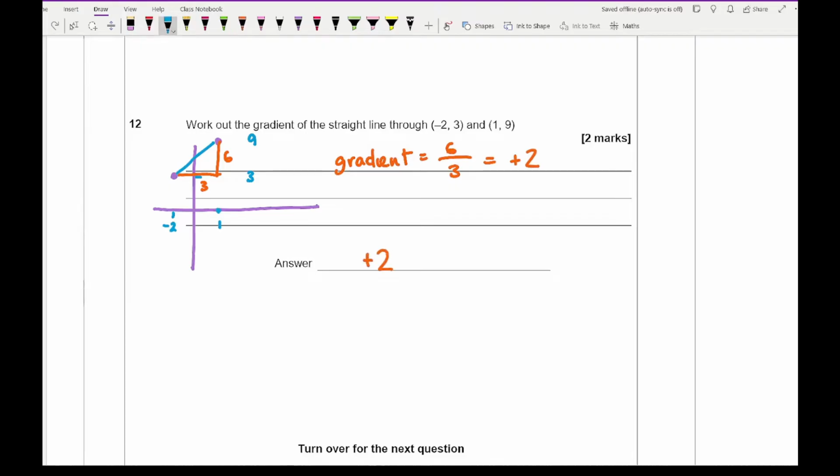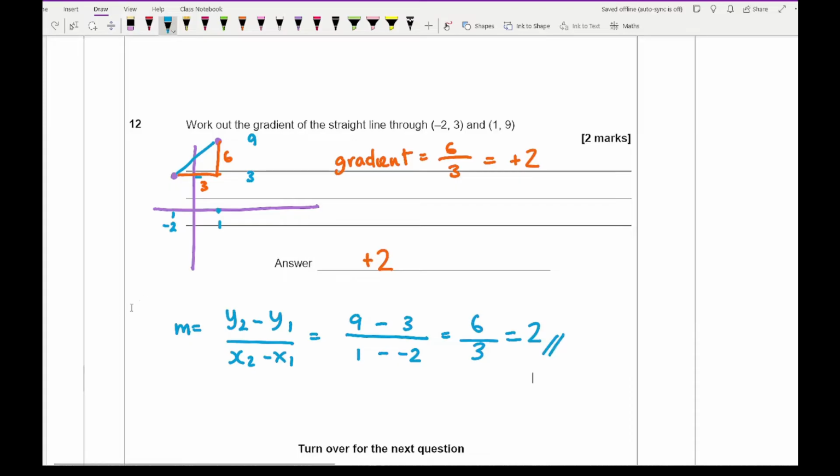Alternatively, you could have used the formula m equals the difference in y over the difference in x. If I substituted those numbers in, I'd end up with 9 and 1, and 3 and minus 2, in which I still end up with 6, still end up with 3, and I still end up with my answer of positive 2.